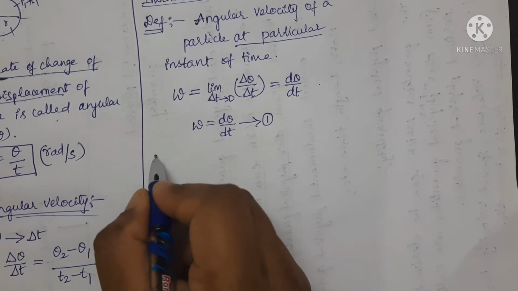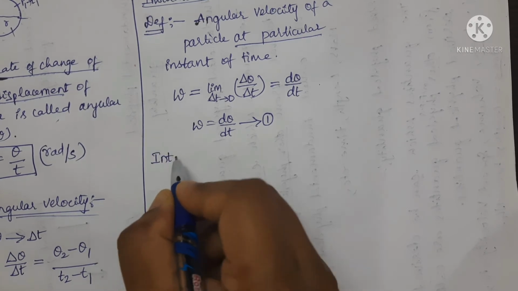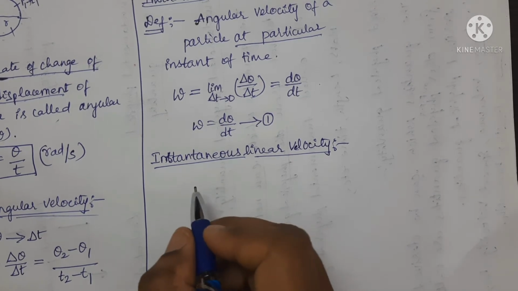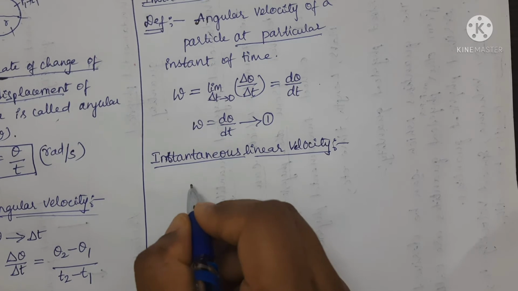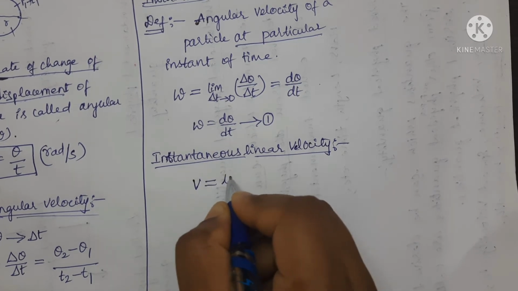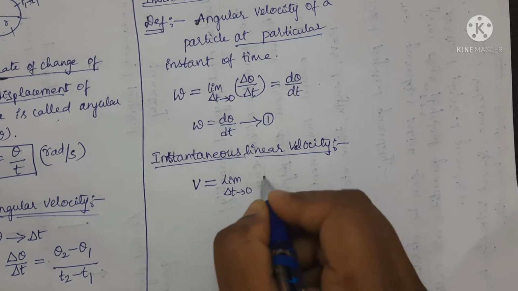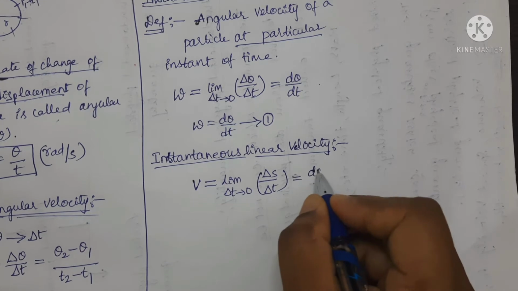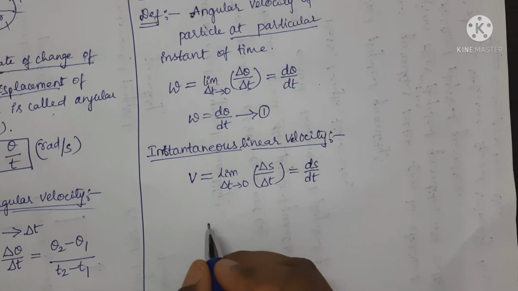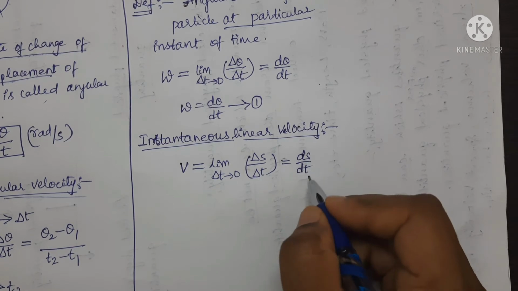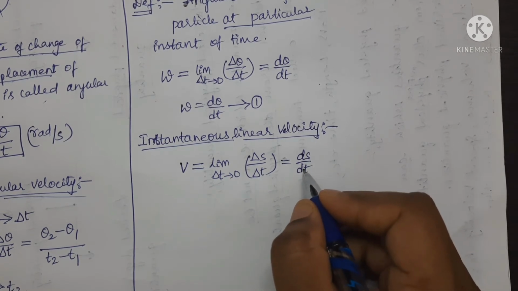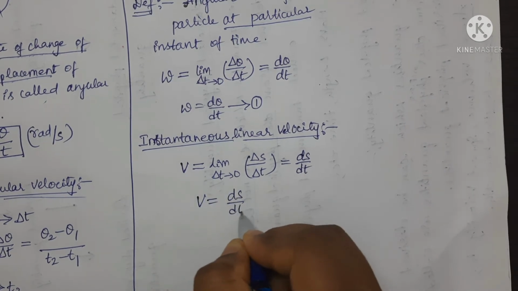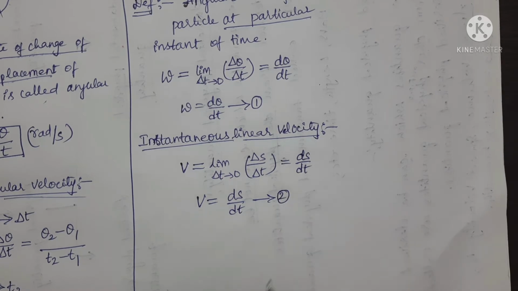Now write the formula for instantaneous linear velocity. The definition for the instantaneous linear velocity is the velocity of a particle at a particular instant of time. v is equal to limit delta t tends to 0 delta s by delta t, displacement per unit time, which is equal to ds by dt. That means differentiation of displacement with respect to time gives the instantaneous linear velocity. v is equal to ds by dt. Let it be equation number 2.